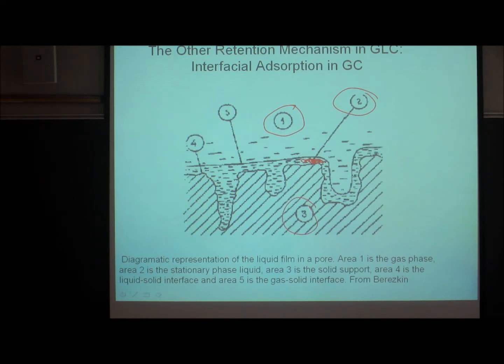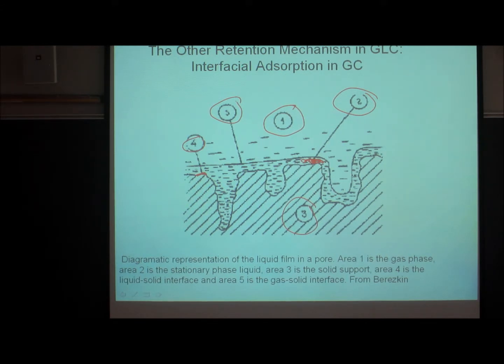Region 3 is the solid support. Region 4, over here, is the interface between the liquid phase and the support particle, or the liquid-solid interface. And it's possible that the analyte will adsorb at that interface. In other words, it likes the solid, so it's going to try and sit on the surface of the solid rather than be dissolved in that thin film of stationary phase liquid. And the fifth region is here, and that is the interface between the gas phase and liquid phase. And sometimes molecules will want to adsorb at the gas-liquid interface.